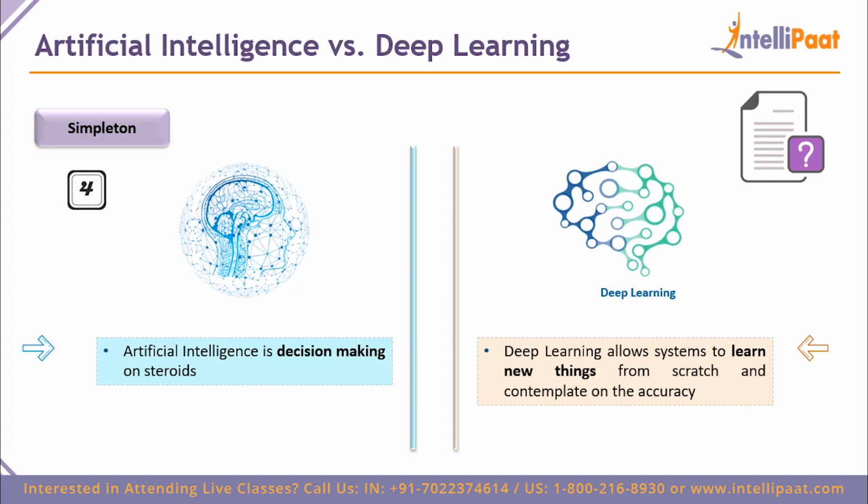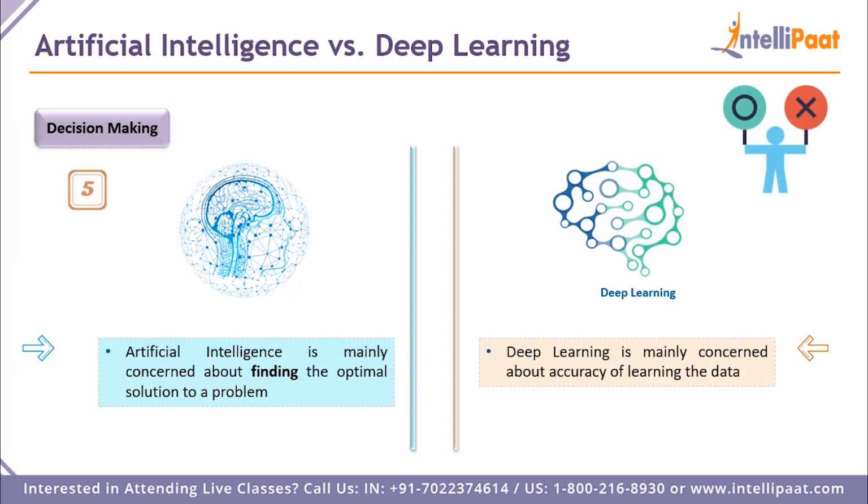Artificial intelligence put in very simple terms is basically decision making on steroids, guys. Then coming to deep learning, it is a system or a set of systems which learns new things from scratch, and it will contemplate on it to check the accuracy of how well it has learned, and it can train itself better to gain more accuracy at the same time as well. And this quickly brings us to point number 5, which is decision making. Again, AI is mainly concerned about finding the optimal solution to a problem, guys.